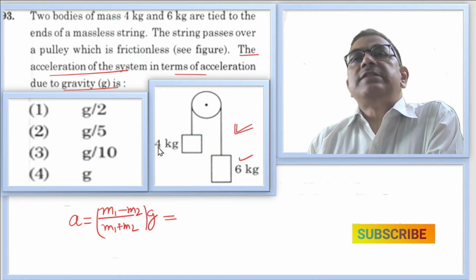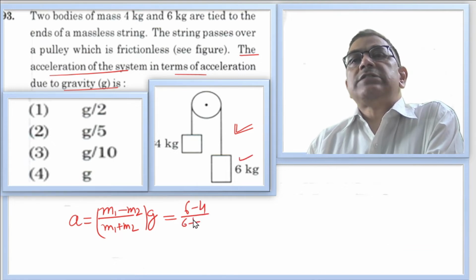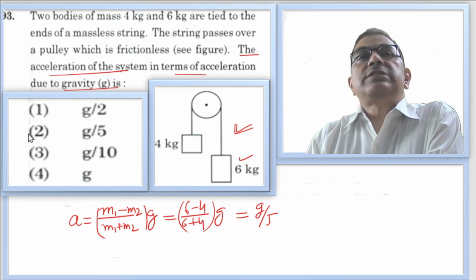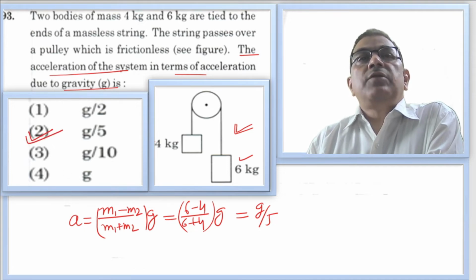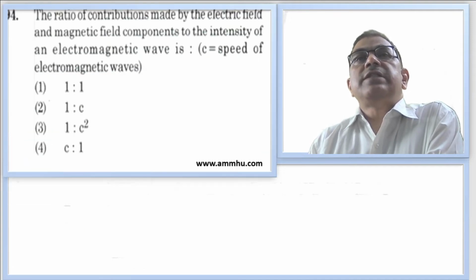Let's substitute these values. This is M1 and this is M2. So this is 6 minus 4 upon 6 plus 4 into g. This leads to g by 5. Is that right? So this is the correct answer. Now let's proceed with the next question. This is the next question.